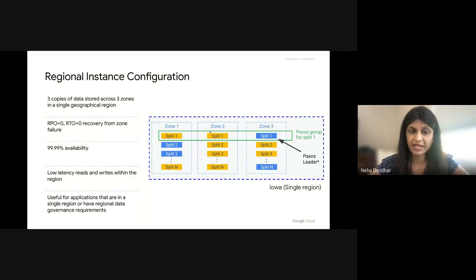Such configurations give you 99.99% availability, so 4 nines of availability. Typically, if your application is in a single region, or if your application has some regional data governance requirements, then regional instance configurations are a good choice. So imagine that you have an application where your data needs to reside in Germany for legal reasons, and you can't have your data reside in any other region. For such applications, a regional instance configuration will be a good choice. These also give you good low latency reads and writes within the region because your application runs within the same single region.